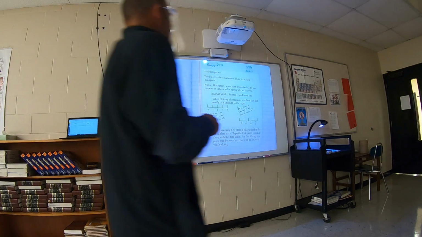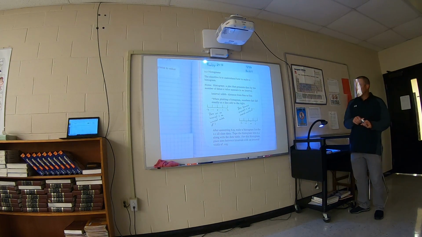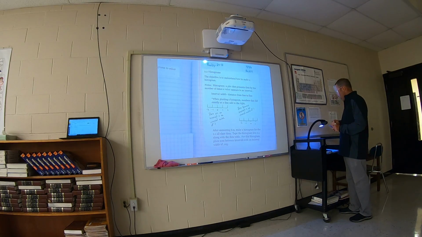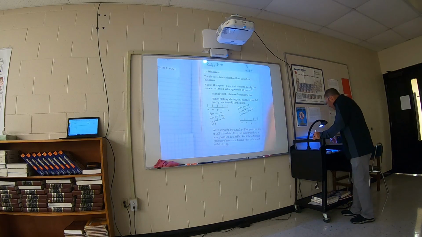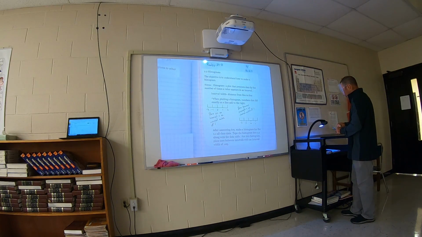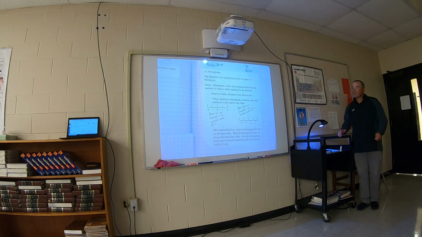So 2.2 is called histograms. You'll read pages 29 through 33. I attached that into Canvas and answer questions 6 through 9. Today's date, I think, is 9/17. And so the objective is pretty simple. The whole goal is we want you to understand how to make a histogram. Okay, it's a way to compare our data.